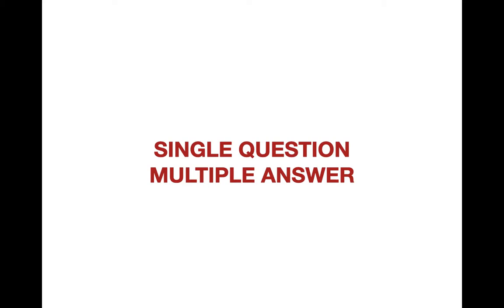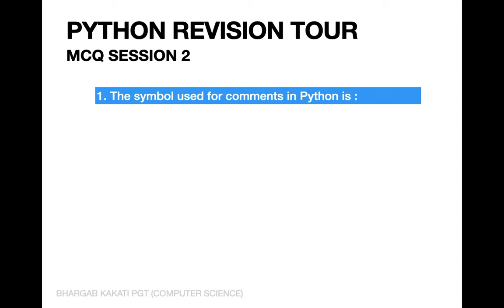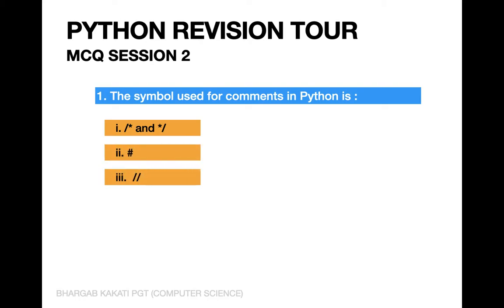So without any further ado, let's get started with the very first question. The first question says: the symbol used for comments in Python. So which symbol is used for comments in Python? The first option is /* and //. Second option is hash. Third option is //. Fourth option is triple quotes.